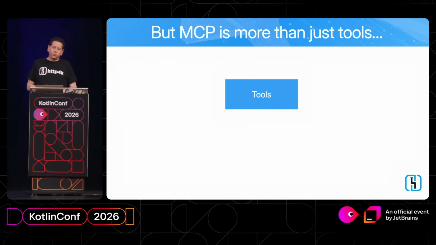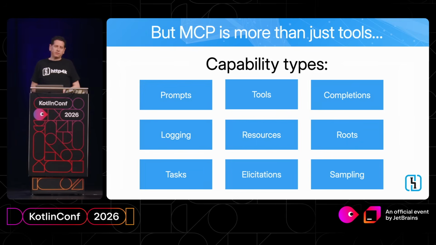But MCP is more than just tools. I guarantee that if you've been to other MCP talks, you've probably seen pretty much 99% of them only talk about tools. Tools is the thing that sucks all the oxygen out of the room. But MCP is more than just tools. MCP is actually, as per the HTTP definition, 9 different capability types, of which tools are just one. Now, we're not going to talk about all of them, but we're going to see how we model one or a couple of them.